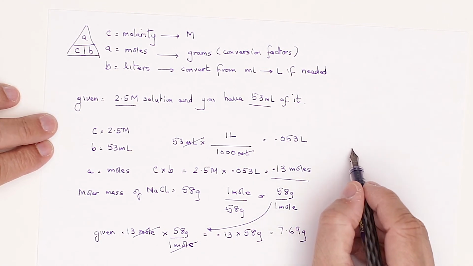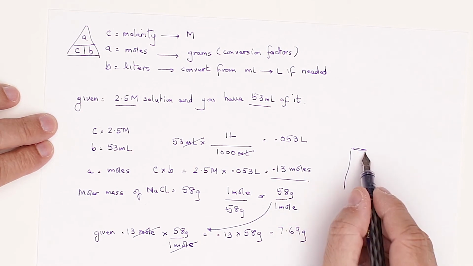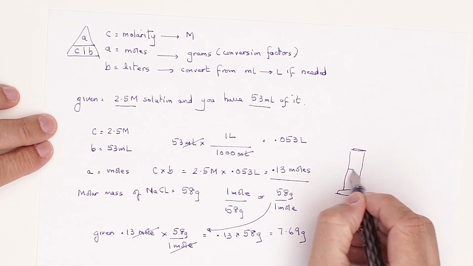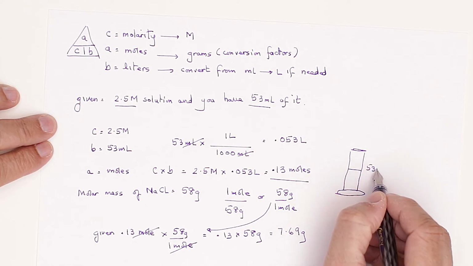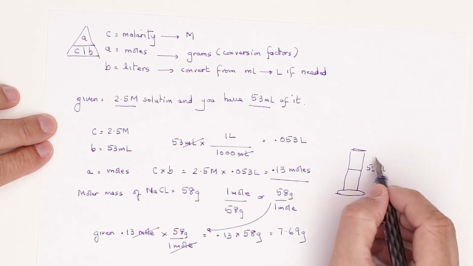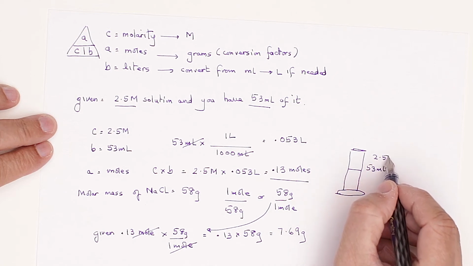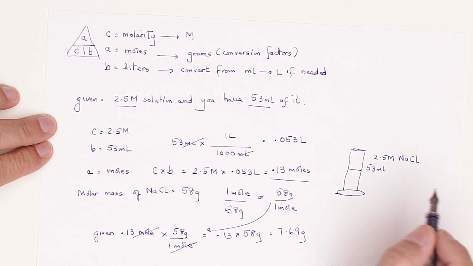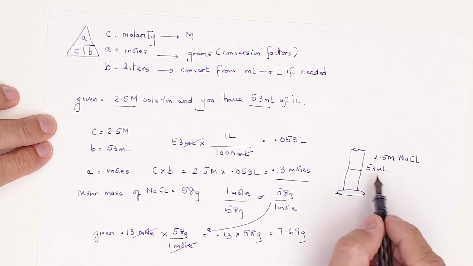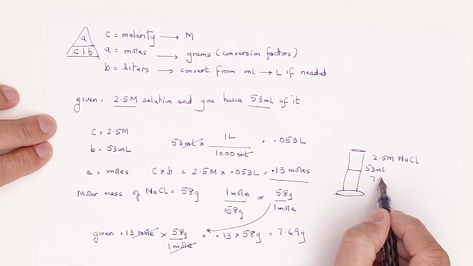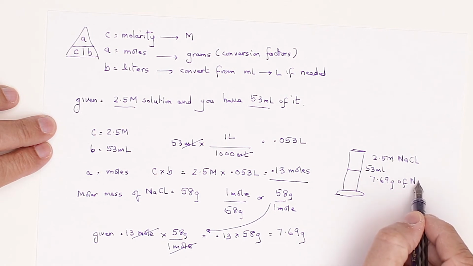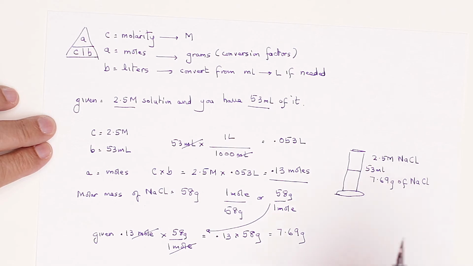So what we're saying is that if you had 53 milliliters made up of a 2.5 molar sodium chloride solution, in here, you put in 7.69 grams of NaCl. So this is the second type of problem.